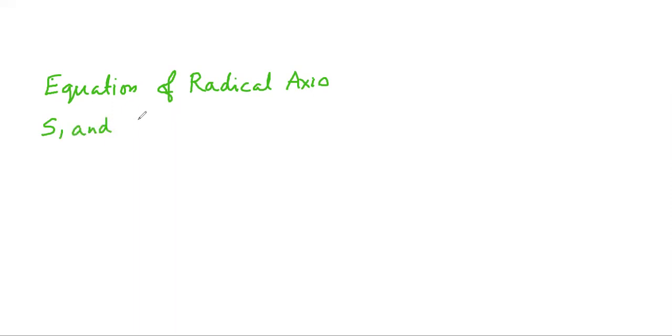We say radical axis. I say, what is the equation of radical axis? So the equation of radical axis, the system is this. Let's say we have two circles, S1 and S2. S1 and S2 are two circles.